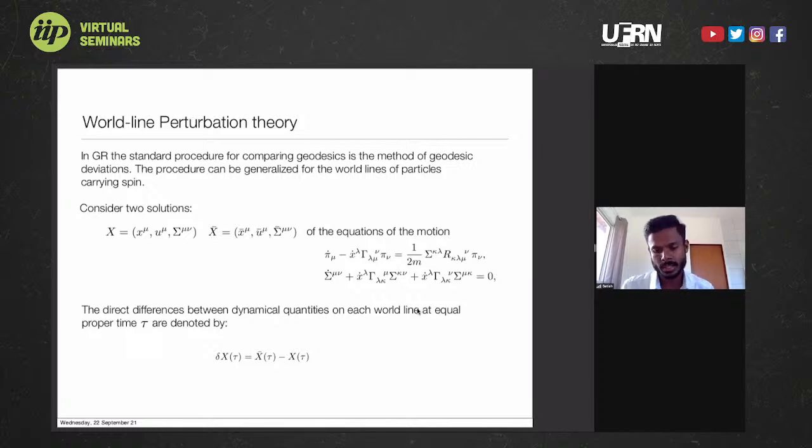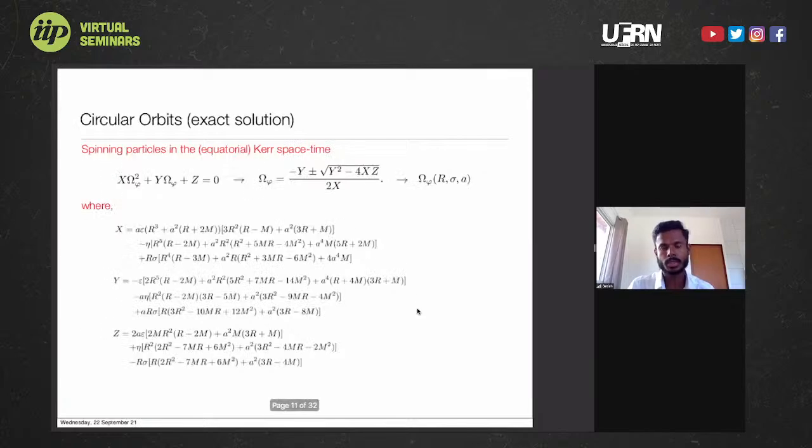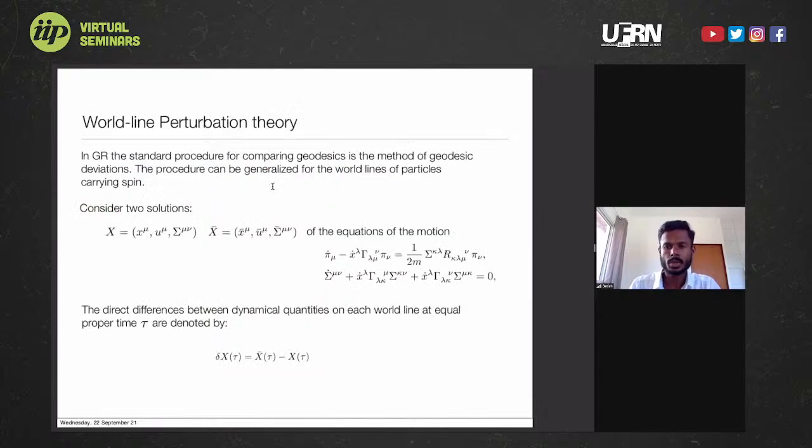For extracting the eccentric orbit, we can start from the exact circular solution, which we obtained here, and we develop the eccentric orbit from the circular orbit solution. This is a very standard procedure in general relativity. Comparing to geodesics is the standard procedure, which is called the method of geodesic deviations. And here, of course, the particles are carrying spin. Therefore, we generalize that procedure for spinning particles.